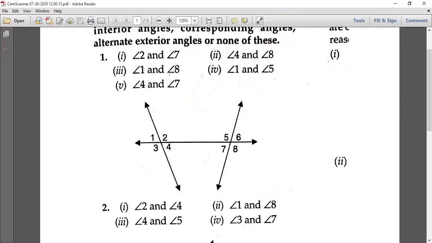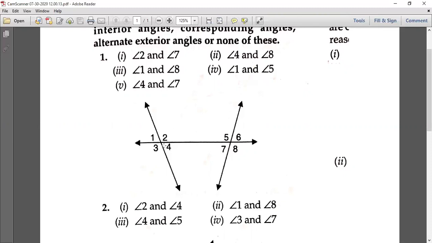Angle 1 and angle 8: angle 1 is above the transversal, angle 8 is below the transversal, and they are lying on the exterior side of the two lines. Hence, angle 1 and angle 8 are alternate exterior angles. Angle 1 and angle 5: they both are lying above the transversal and on the left side of the two given lines. Hence, these are corresponding angles.